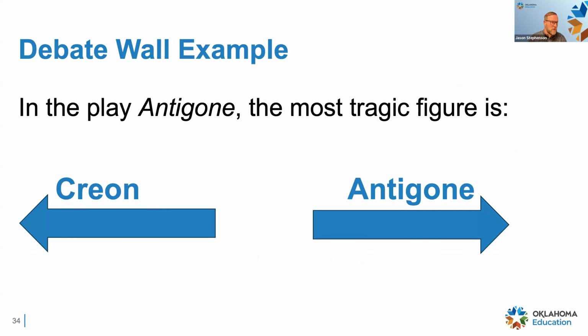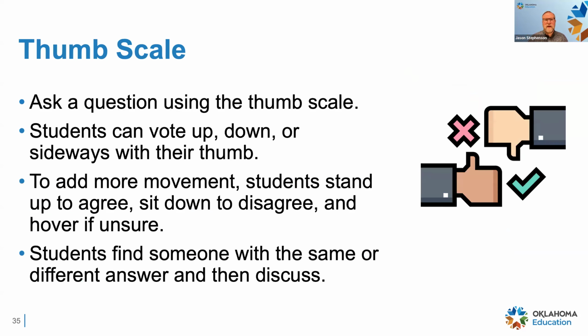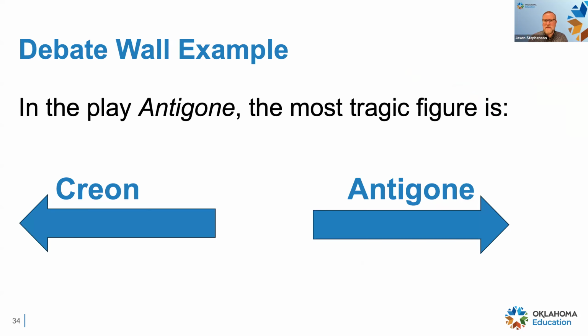Here's an example to make it real. This is a sophomore play I used to teach, an old Greek play. In the play Antigone, the most tragic figure is Creon or Antigone. And then students would vote, discuss, and then compare rationales with people who voted differently than they did. So that's the debate wall. I also have, in addition to these slides to share with you all, a 1-pager handout of all these movement activities quickly summarized for your use and reference for the upcoming school year.